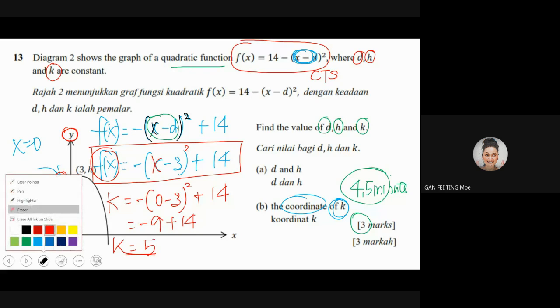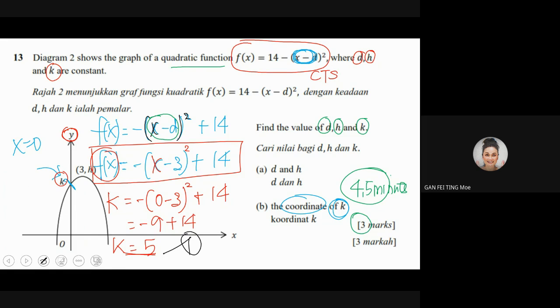Then you think that you have already got the answer. Do you think that you get 1 mark for this? Can anybody answer my question? Do you think you get 1 mark here? No, Gavin says no. Why not, Gavin?